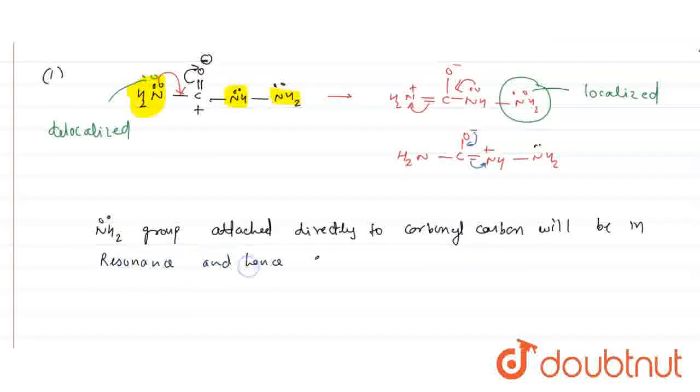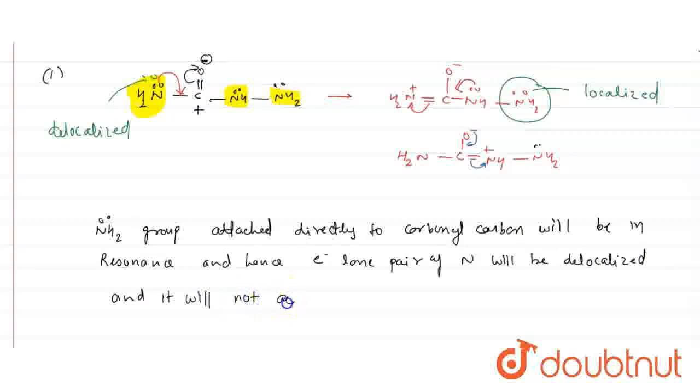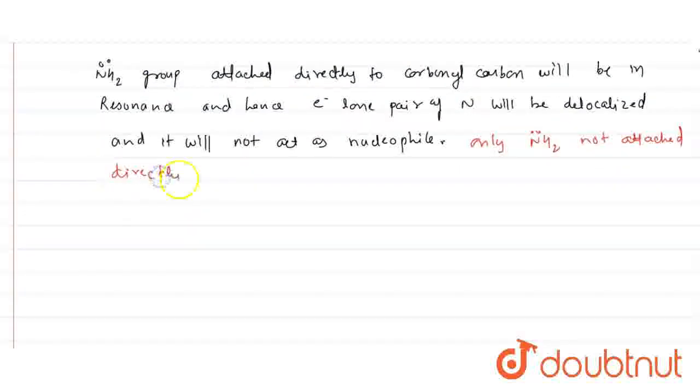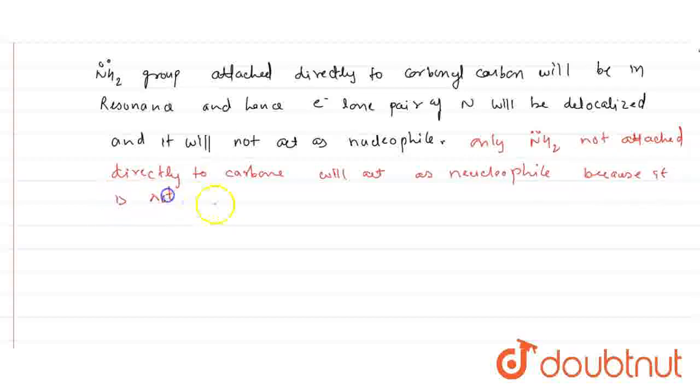and hence the electron lone pair of nitrogen will be delocalized, and it will not act as a nucleophile. Only the NH2 not attached directly to carbon will act as a nucleophile because it is not in resonance. So this is the explanation.